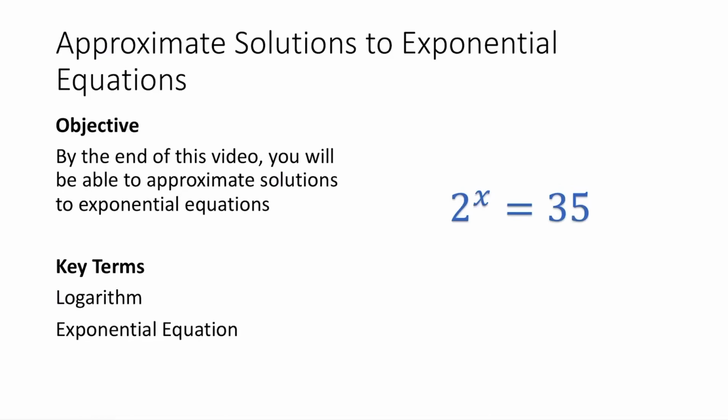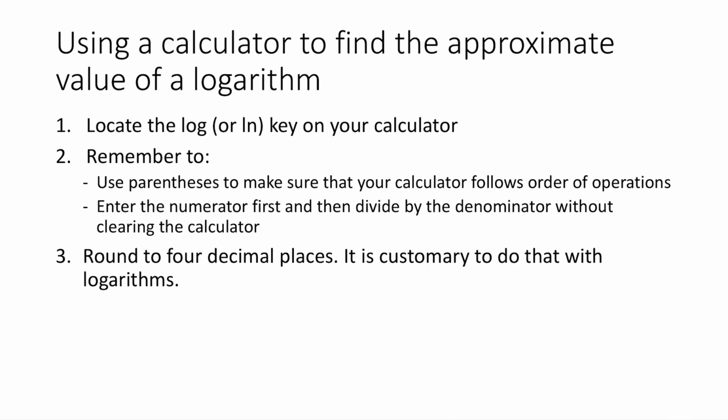So in this video, we're going to talk about how to approximate solutions to exponential equations. You can use a calculator to find the approximate value of a logarithm. You're going to locate the log or ln key on your calculator. Remember to use parentheses to make sure that your calculator follows order of operations. You're going to enter the numerator first and then divide by the denominator without clearing the calculator. You need to round to 4 decimal places because it is customary to do that with logarithms.